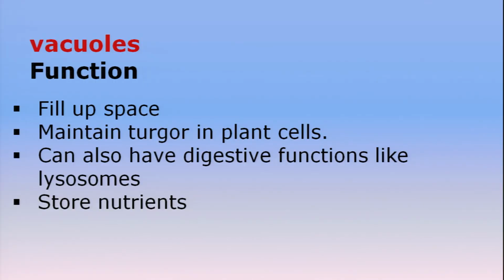Then vacuoles can also have digestive functions like lysosomes. We see they can store waste materials and they can also digest them. And lastly, vacuoles store nutrients. So friends, we have learned about all the important cell organelles. We'll see the basic difference between a plant cell and an animal cell. We'll compare the structure of a plant cell and animal cell now.